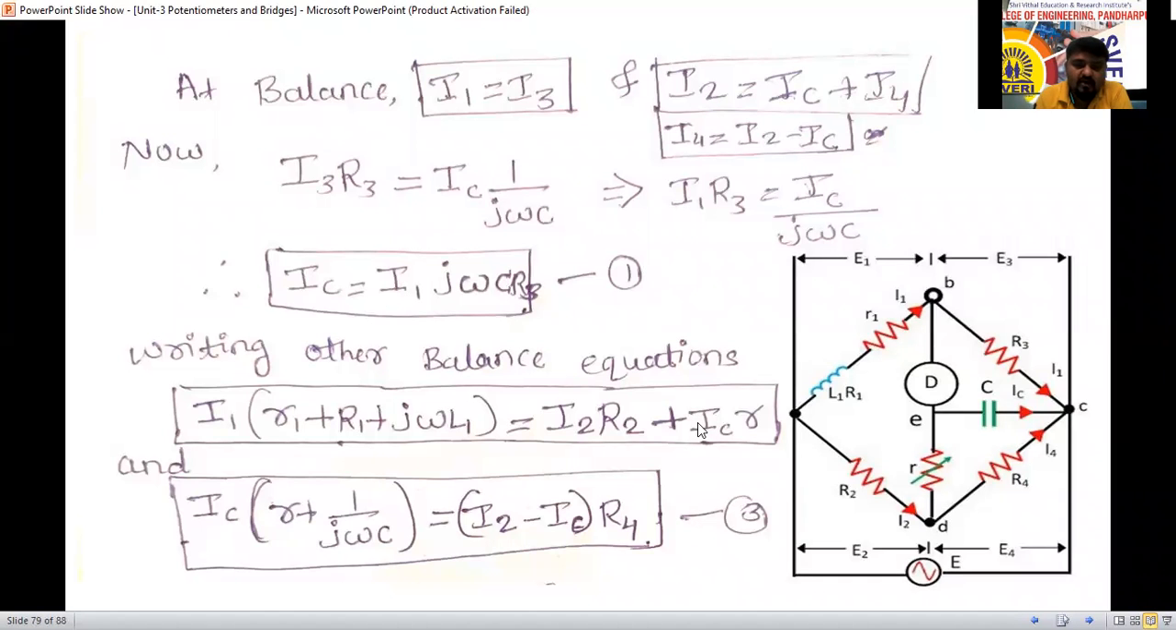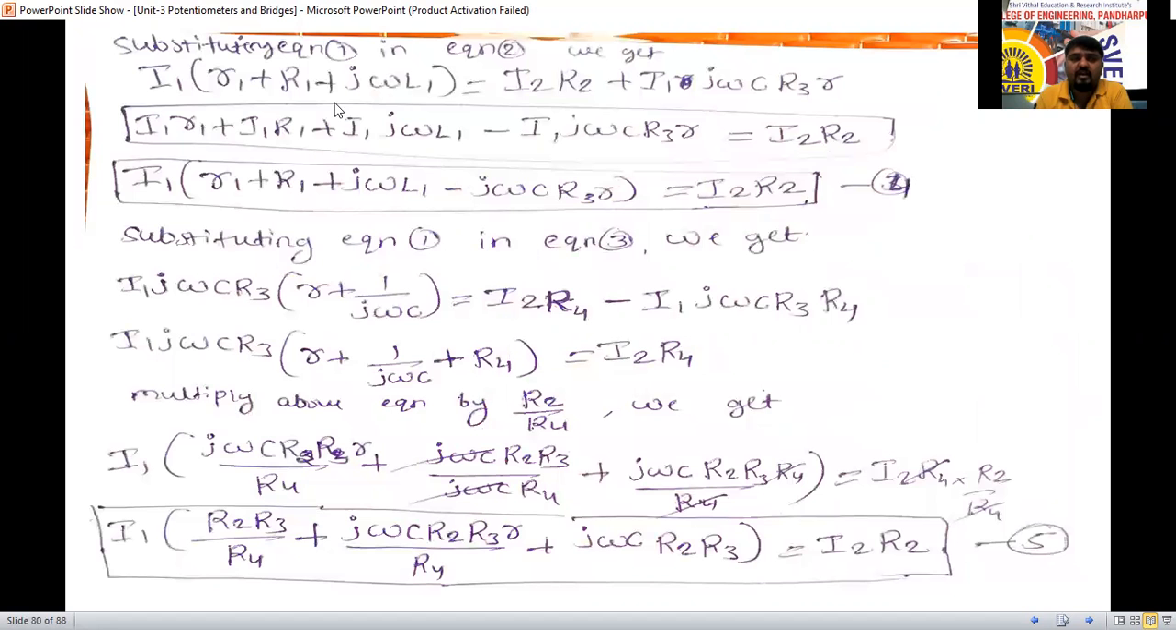Substituting equation number 1 in equation number 2, and similarly substituting equation number 1 in equation number 3 also. Here also IC is there, here also IC is there. So this equation number 1 we have to substitute in equation number 2 and equation number 3. Substituting equation 1 in equation 2, we get this one as it is, this one as it is. In place of IC, I have substituted I1 plus I1 j omega C R3 into R here.